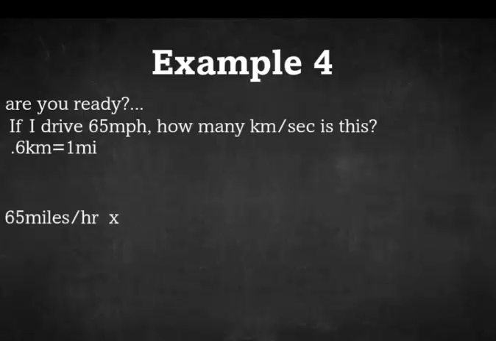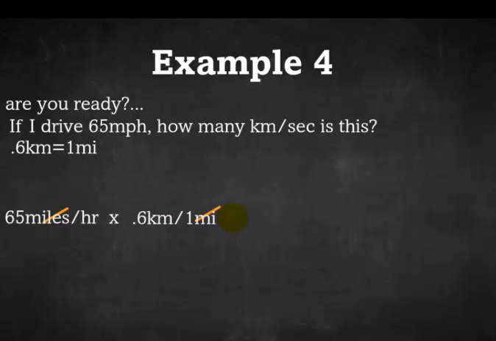What am I given? So you go 65 miles per hour times. And I chose to change our miles to kilometers right away. So I'm going to multiply by 0.6 kilometers over 1 mile. You see miles and miles will cancel out. I still have this. My answer here would be kilometers per hour. And I want kilometers per second. So I've got to get rid of my hours.